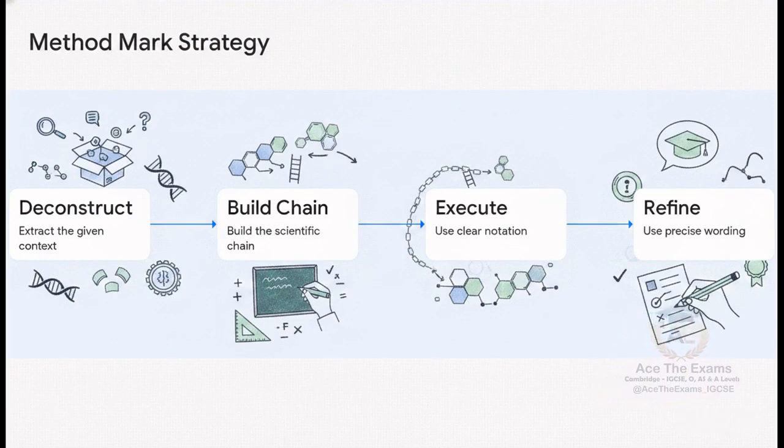Step 1, you deconstruct and extract the given context. Step 2, build that scientific chain. Step 3, execute with crystal clear notation. And Step 4, refine it all with precise examiner wording. This system is a game changer because it ensures you secure points for your logical process even if your final calculation ends up being a little off.